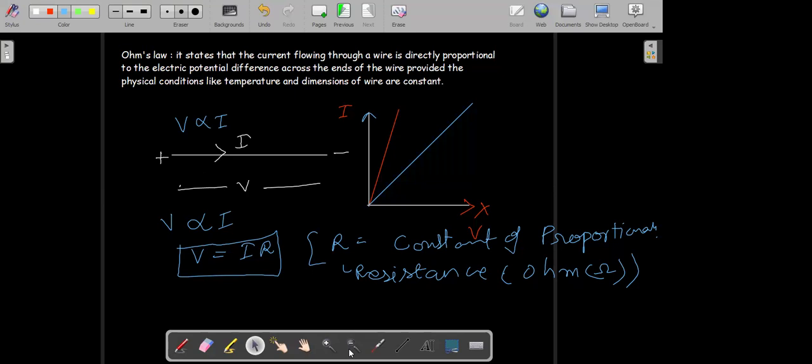Okay, Kashvi, I'll be explaining a little bit about variable resistance. Just wait. First, let us try to understand resistance.